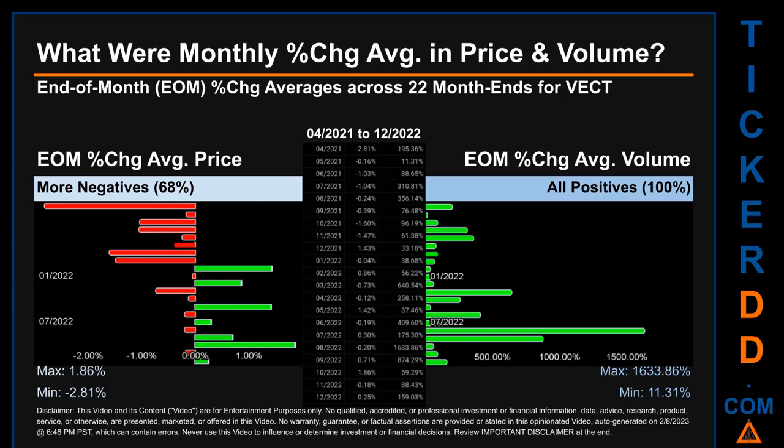Price saw an end-of-month max of 1.86% in average percentage change along with a minimum of -2.81%. For volume, the maximum and the minimum monthly percentage change were respectively 1633.86% and 11.31%.